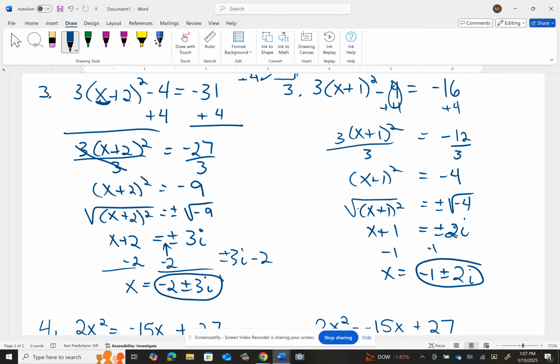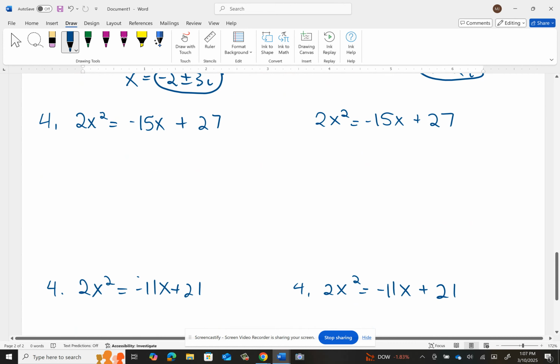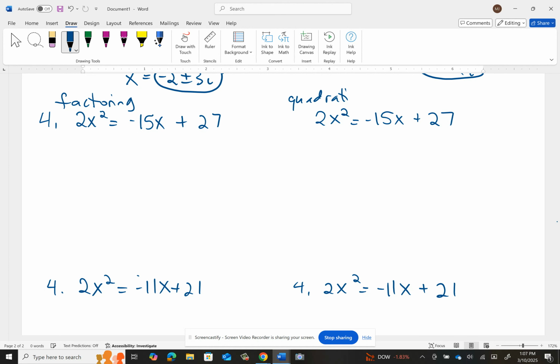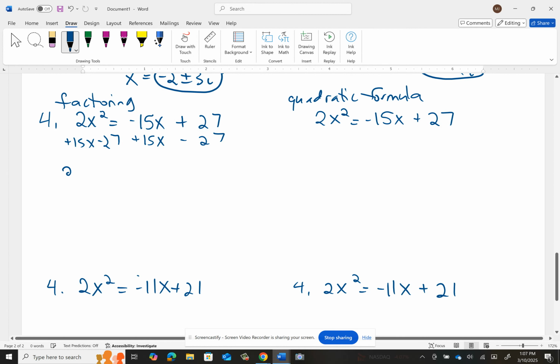Okay. Right, and then on the last problems, I said you could solve it either way. The only two that would make sense would be either factoring or the quadratic formula. So I'm going to show factoring on this one, and I'll show the quadratic formula on this one. Okay. And then we'll do another example of each. So for the quadratic formula or factoring, you would need to get it all set up, right, so that you have a 0 on one side. So that would become 2x squared plus 15x minus 27 equals 0.